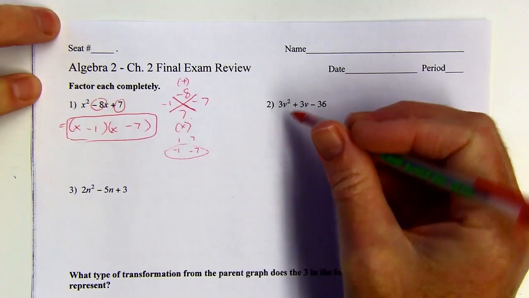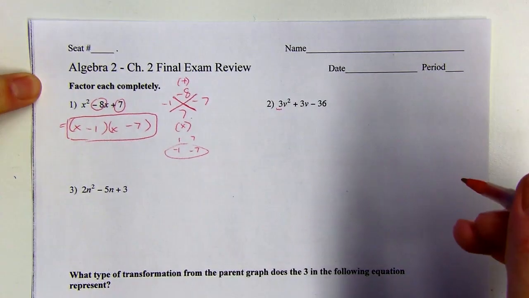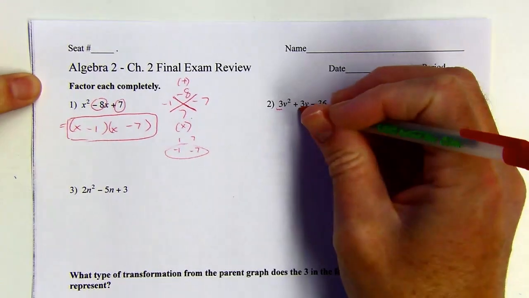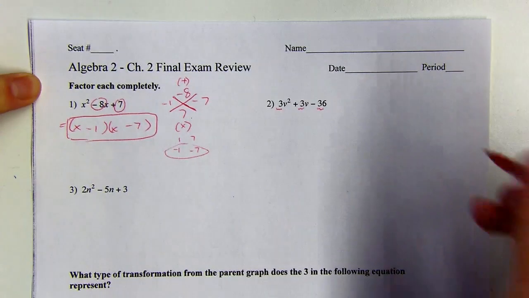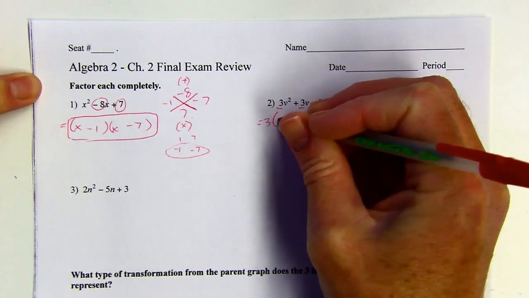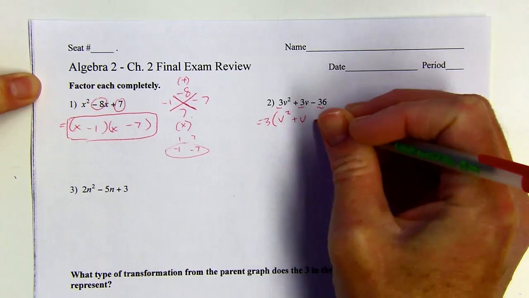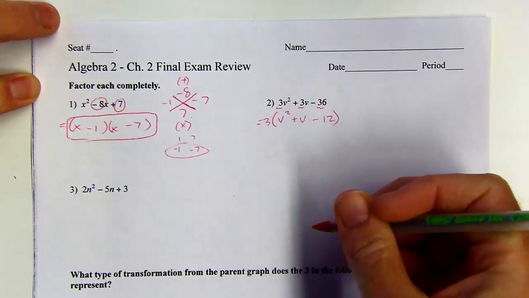Okay, on number 2, whenever you have a coefficient in front of the squared term, the first thing you want to do is think, well, can you just factor it out? And we can here because 3 goes into all 3 of these. So I'll factor out a 3. I'm thinking 3 times something is 3v squared. 3 times something is 3v. 3 times something is -36. Okay, got it down to that.